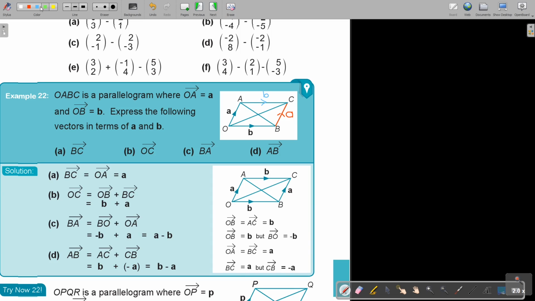What will happen? I want to take another color. What color can I take? Green. If I change it around, then it will be negative A. Just keep it in mind. Okay, so they say BC. BC, that will just be A.